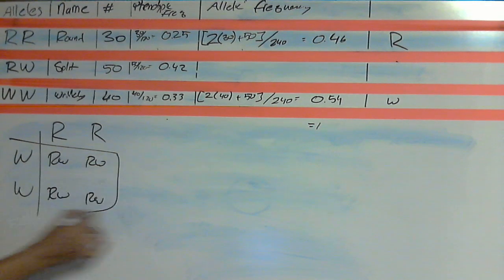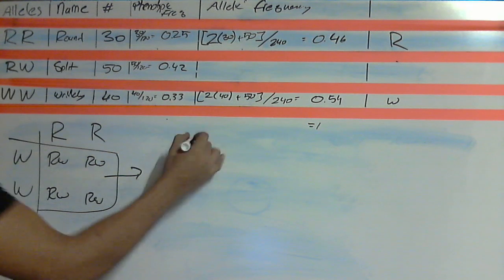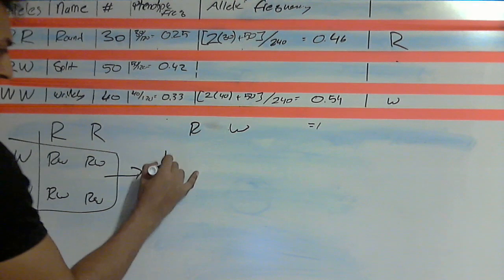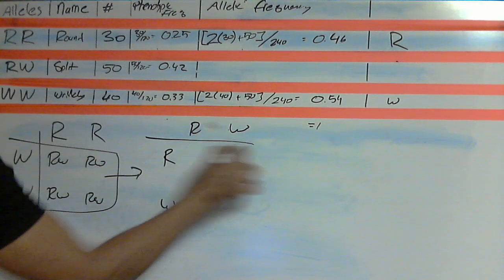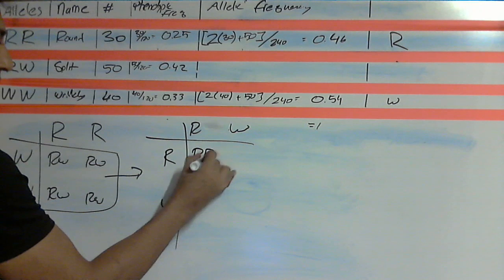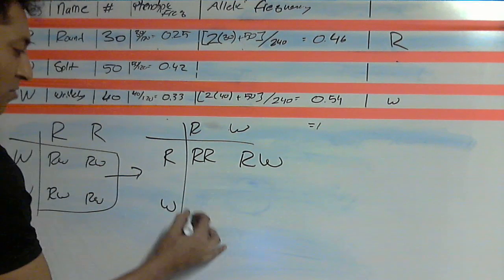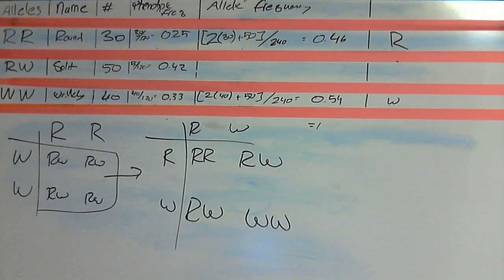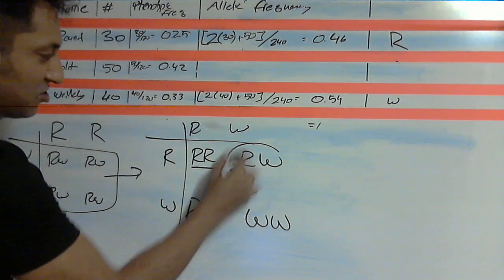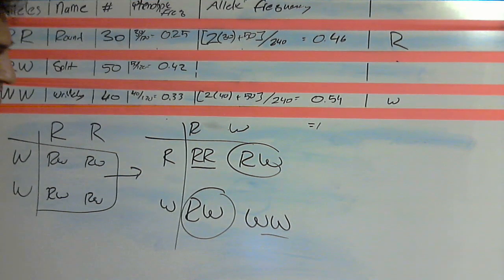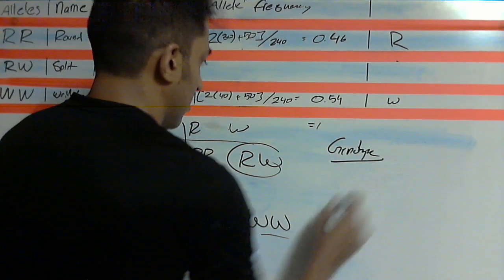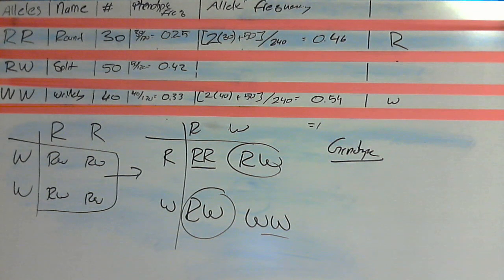Now, this is our population now. They're going to go mate. So let's do that. R, W. What's our population look like now? We got an RR, RW, WW. So our ratio is a 1 to 2 to 1. Is that our genotypic frequency? Genotypic frequency is that. It's our 1 to 2 to 1.